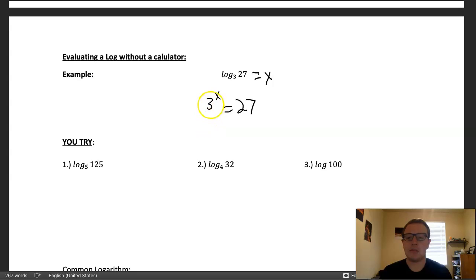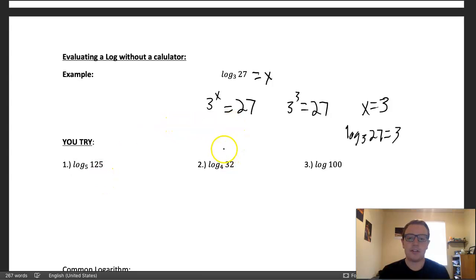And then here we have to do some work. We say 3 raised to what power is equal to 27? Well, it's not 0, because that would make it 1. 3 to the first would be 3. 3 squared would be 9. Our answer is that 3 cubed is equal to 27. So our answer for this equation is x is equal to 3. Or log base 3 of 27 is equal to 3.